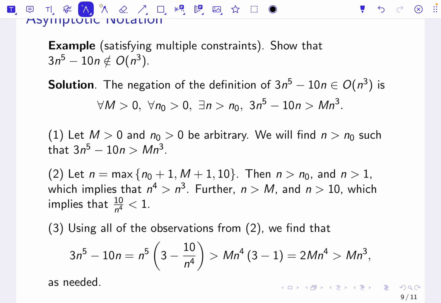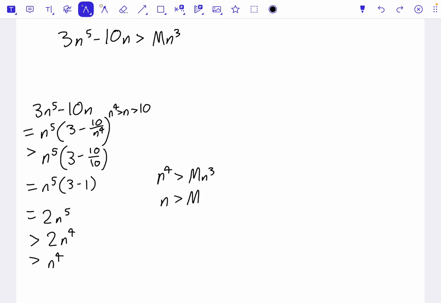We have that m and n naught are arbitrary. We say that. And then we have several constraints on n. The statement itself says that n has to be greater than n naught. We'll remember that. We found in our first bit of algebra that n has to be greater than 10. And then we solved for n, finally, to find that it has to be greater than m.